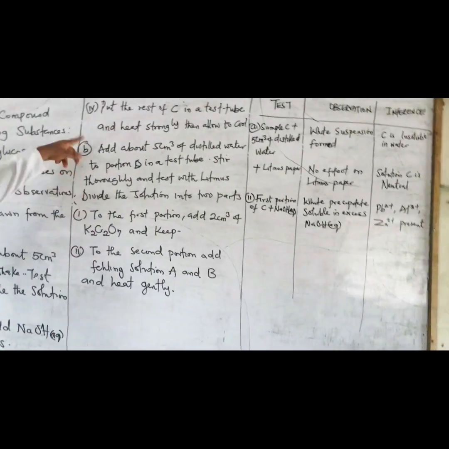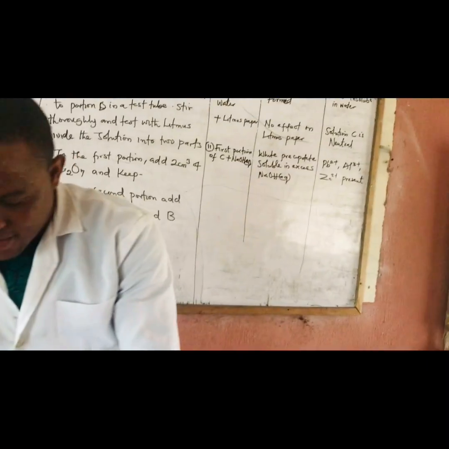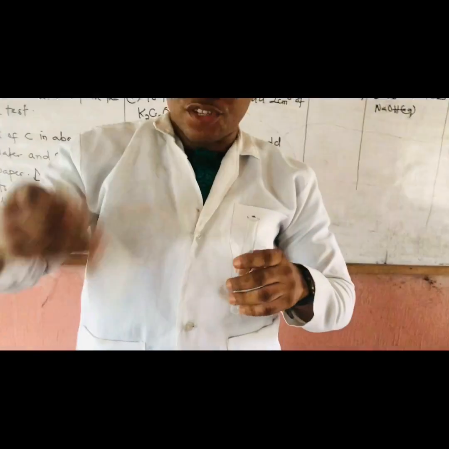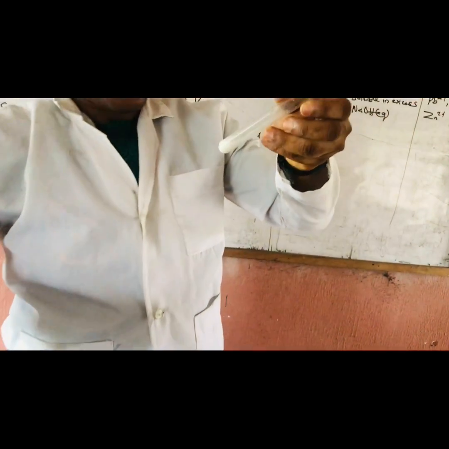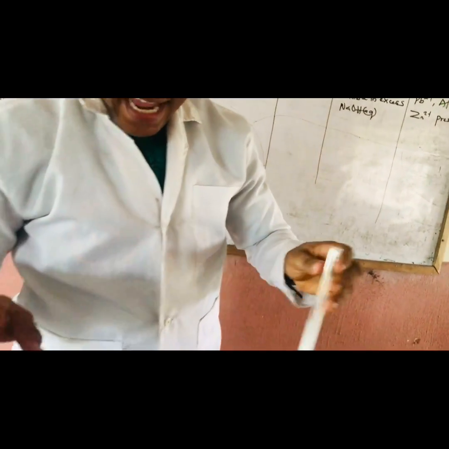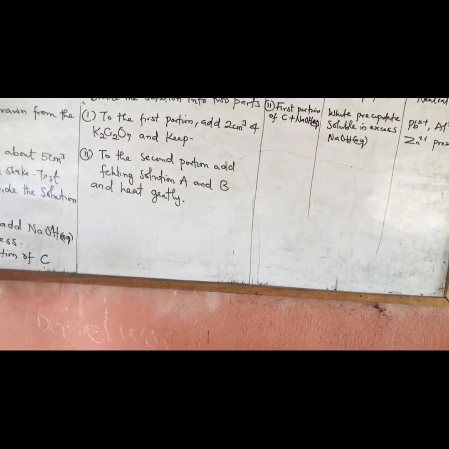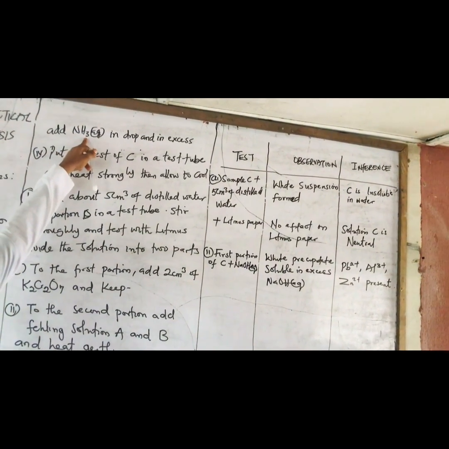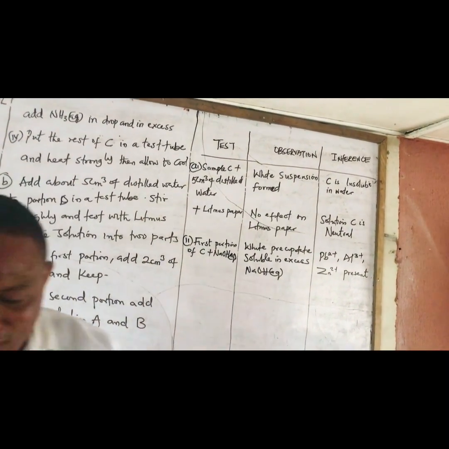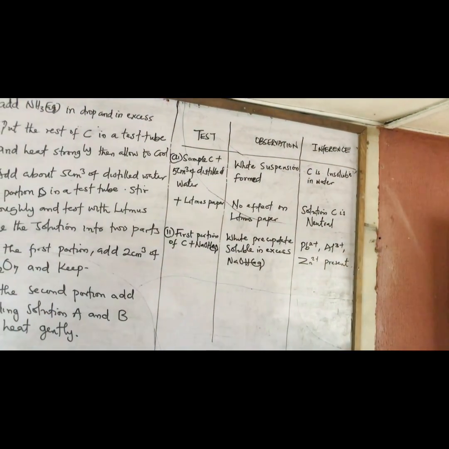Okay, so to the second portion of C, and they ask us to divide into 2. So let me take this again. I have enough test tubes here. Let me shake. Okay. Then I will add excess ammonia to a portion of C. Can you see? Add ammonia in excess. Okay, I added ammonia, sorry.